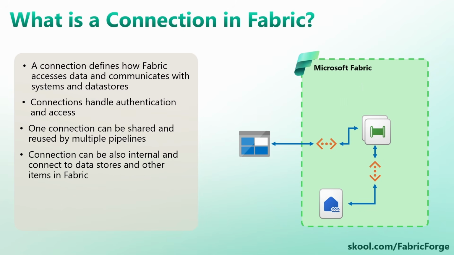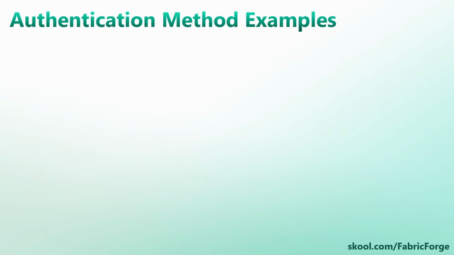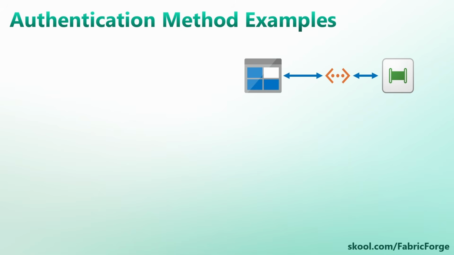Connections are not only limited to pipelines, and they can be used in other Fabric items too. For example, copy job would need connections to do its copy operations, and also Lakehouse shortcuts require connections. But since we are now only focusing on pipelines, this is just something that is good to keep in mind. Let's now quickly discuss some of the different authentication methods you might be running into when dealing with connections. I will use connection to Azure Blob Storage as an example.